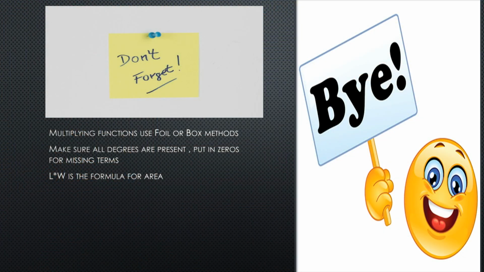Good job. All right, I don't want to forget, multiplying functions, we are using the box method or we're using our FOIL. We want to make sure that all of our degrees are present and we're putting in zeros for those missing terms. And never forget, when I am looking for my area, I am always doing length times width.